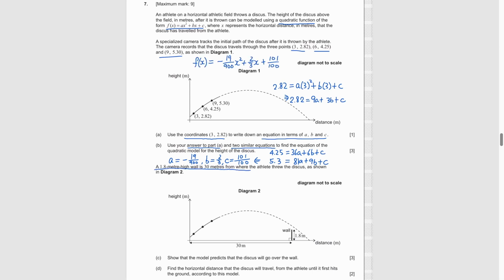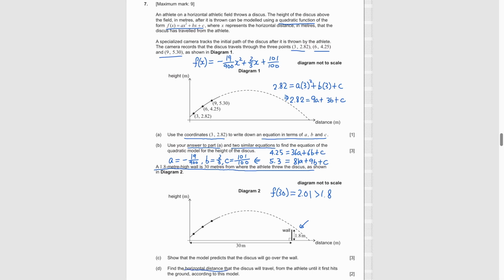For part C, here is a wall that is 1.8 meters high and located 30 meters from the origin. We need to show that the ball passes over the wall. That means we calculate f of 30 and check if it is greater than 1.8. Substituting the value, we find f of 30 equals 2.01, which is greater than 1.8. So, the ball passes the wall.